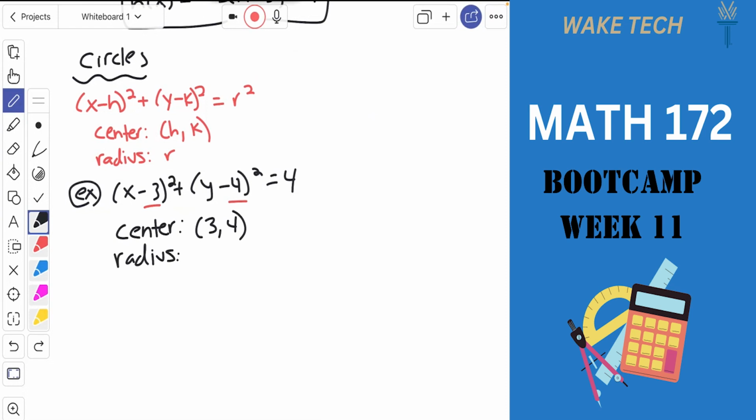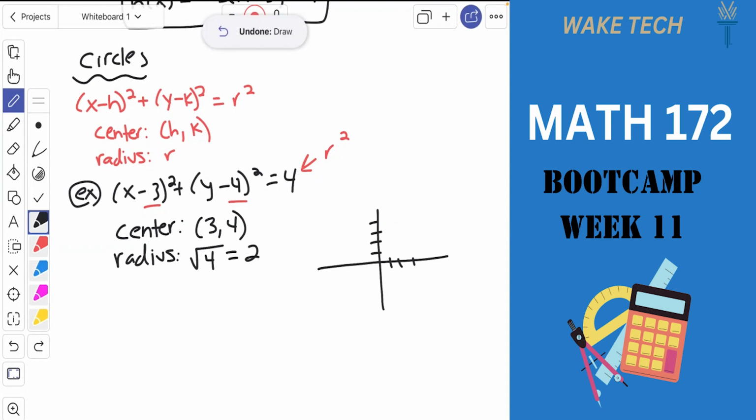And the radius, it's the square root of whatever number's on the right side. Remember, this number is r squared. So the radius is the square root of that value. In this case, that's 2. So to create the graph, all we need to do is go 3 units to the right, 4 units up, and then draw a circle that has a radius of 2.